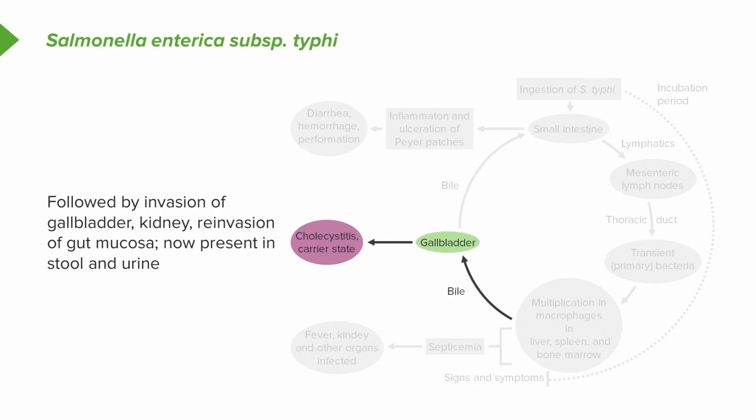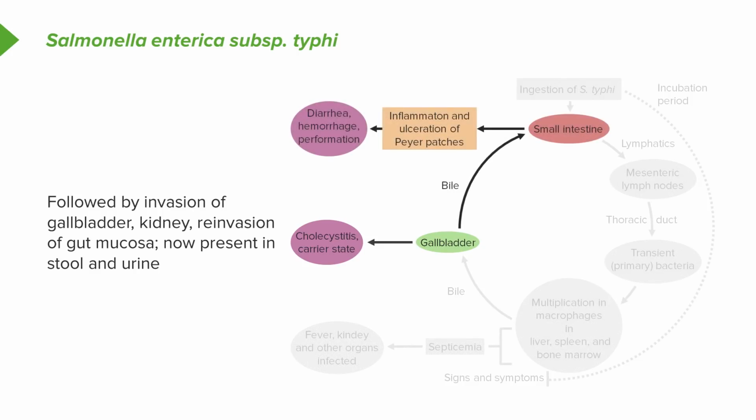But the gallbladder is an important site because this is often a place where chronic infection is maintained. From the gallbladder, of course, the bacteria can get out through the bile duct into the intestinal lumen and be shed, or they can reinvade tissues, cause ulceration of Peyer's patches in the gut mucosa, be released into the stool, and can be present in the urine as well. So there's a cycle here that you can see from the initial infection, multiple releases into the bloodstream and other organs, and then release and reinfection as well.